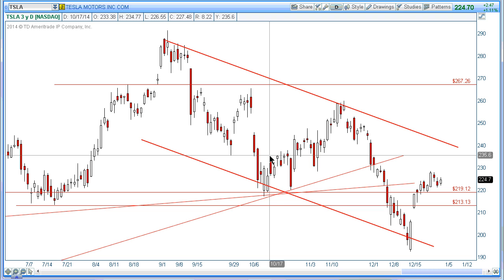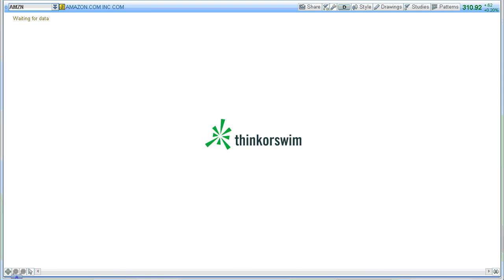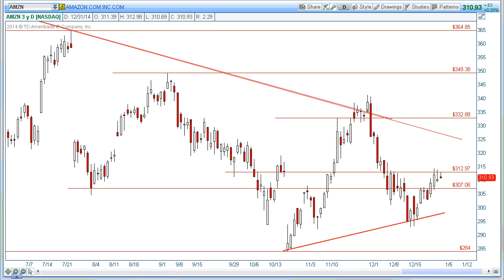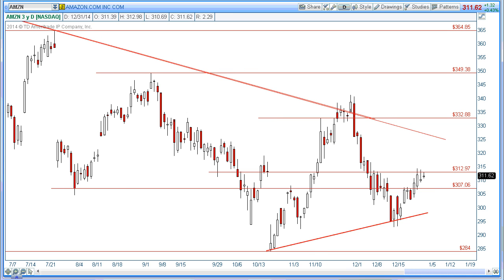Okay, then the other one is Amazon. So again, Amazon is kind of interesting. Sometimes with these live videos, my mouse seems to run out of battery. So let me go and change my battery and then come back. Okay, I'm back with the new fresh battery in my mouse. So let's take a look at Amazon.